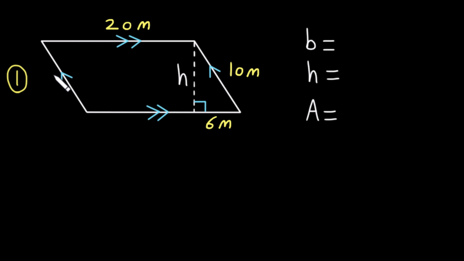The first one, this parallelogram, we have two given sides, two adjacent sides. Here we have 20 meters and 10 meters. The height is not given, but the part of this base is 6 meters. Of course, we can find this h, which is the height, by using the Pythagorean theorem, then use it to find the area, which is the base multiplied by height. Here the base is 20, so 20 multiplied by height to find the area.